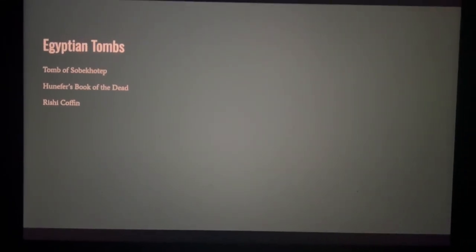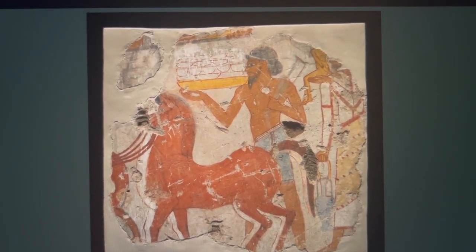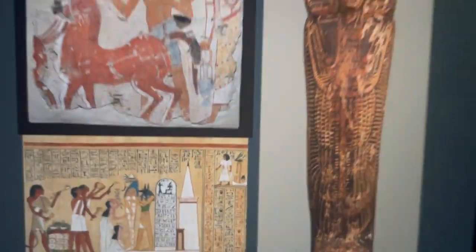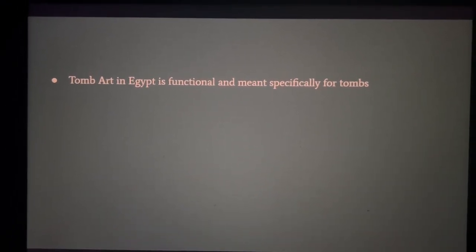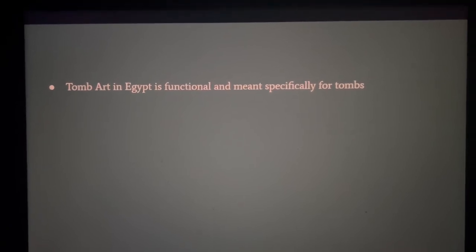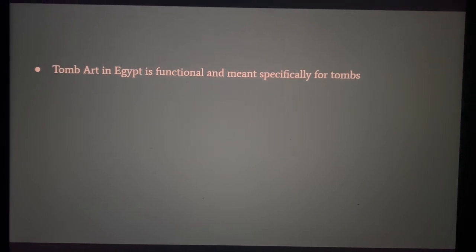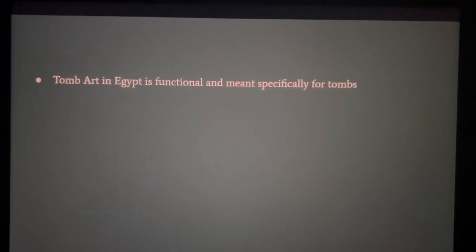Anyways, Egyptian tombs is next up. Let's see, the works I've chosen for here are the Tomb of Sobekotep, Hunefer's Book of the Dead, and the Rishi Coffin. Now, some trends I've observed in this period are that tomb art in Egypt is functional and meant specifically for tombs. Now, not every piece of artwork the Egyptians made was meant for a crypt, but the majority of artwork in Egypt was functional.